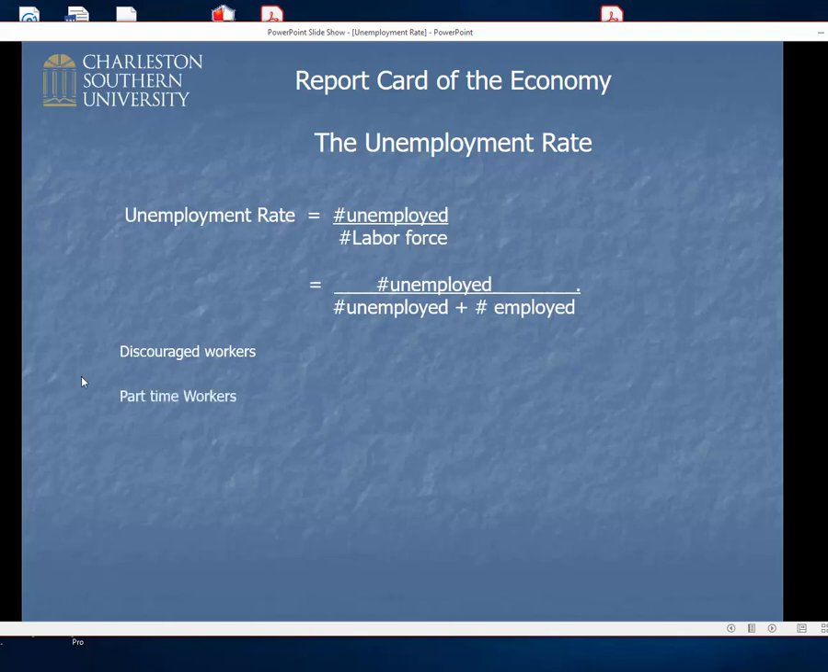The second problem with the index is the idea of part-time workers. Imagine somebody who would like to be working full-time, but they can only find part-time work. And they get the survey and it says, are you working? They would answer yes, and that would make them employed.